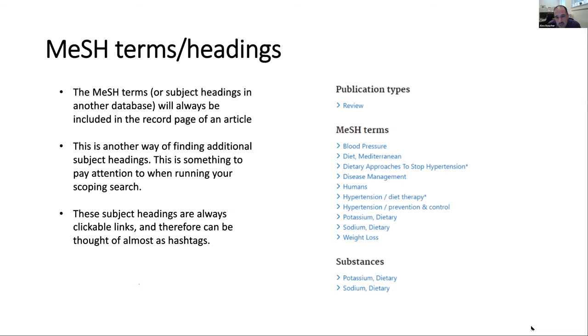When you go out and do a keyword search for your topic, you will find articles and you can see the MeSH terms. You can also click on these. So I could click on the one that says dietary approaches to stop hypertension. And if I did, I would get every single article in PubMed that has been tagged with or indexed with that term. The other thing you might note, and this can be a little bit different from database to database, is that in this case, you'll see two subject headings that have asterisks by them. In PubMed, that means these are the major topics. So these are the major concepts. Like, they are more important to this article than weight loss or sodium, for example.